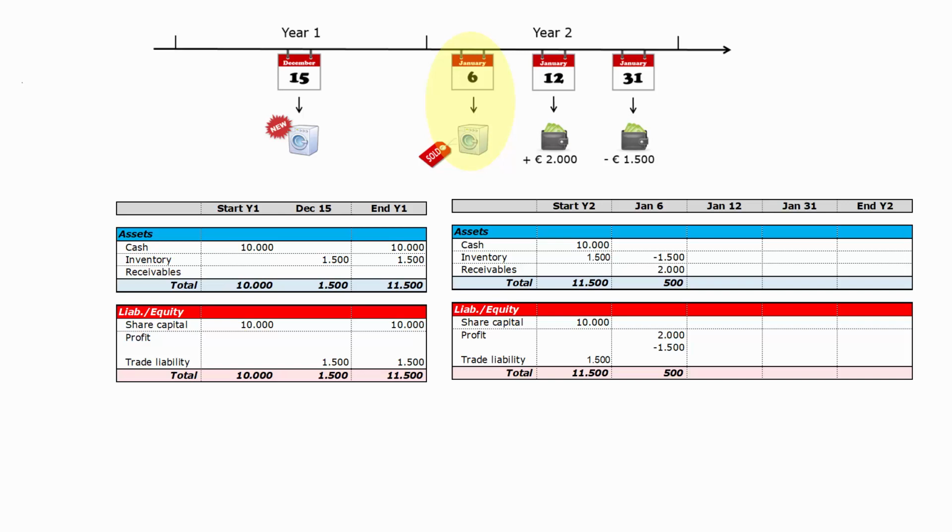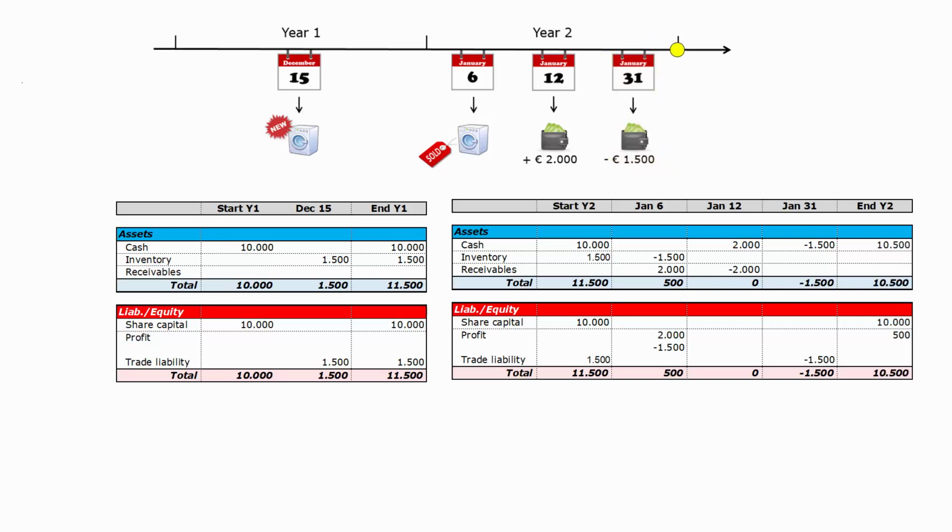The annual statement of profit or loss generated on the 31st of December year 2 shows a profit of €500. This represents an increase in the company's net wealth and is shown as an increase in owner's equity. When the customer pays on January the 12th, the accounting system will record a swap of a receivable for cash of €2,000 with no effect on net assets. The payment to the supplier on the 31st of January can be seen as a settlement of a liability, just like the payment of any kind of debt.